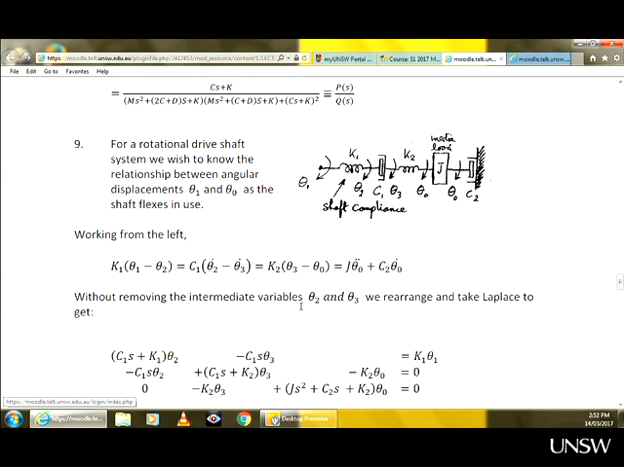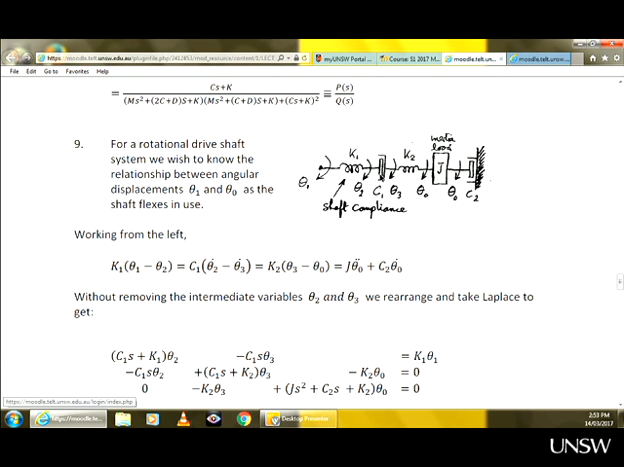So you have a long shaft. And along that shaft, you have a few places where we are interested in angular displacement. So the input angular displacement is θ1. Here you have a torsional spring. That means that the angular displacement of this point will not be the same as θ1. So it will be something else, θ2.